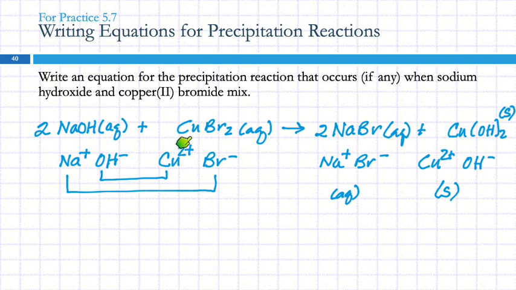So now I can move on. I'm going to look at copper. There's one copper here, and there's one copper there. And then bromides. I have 2 bromides and 2 bromides, and there's my balanced chemical equation. Any questions? So we're taking all these pieces that we learned earlier in the semester, now we're putting them together.